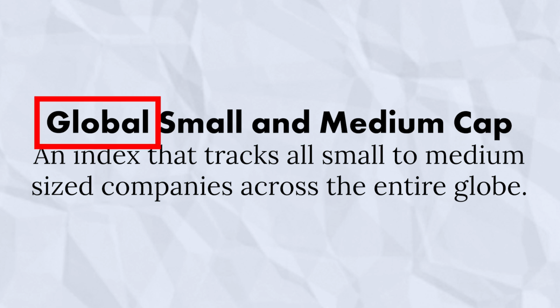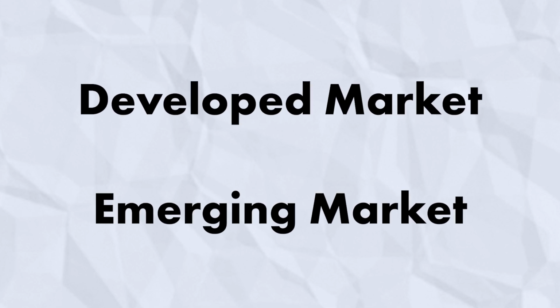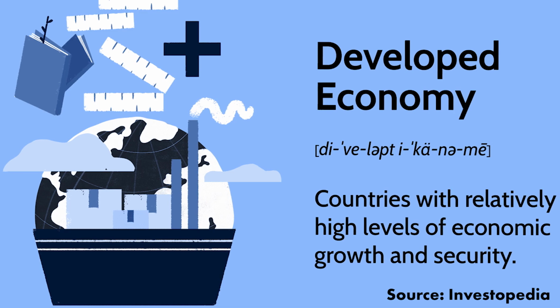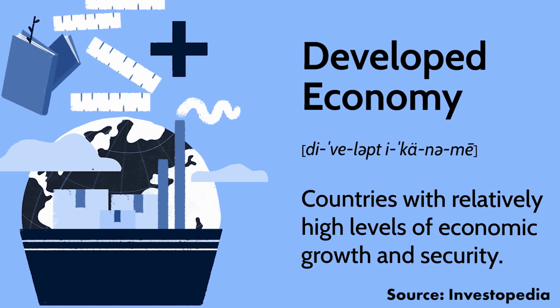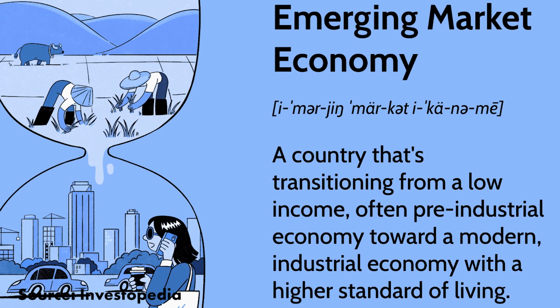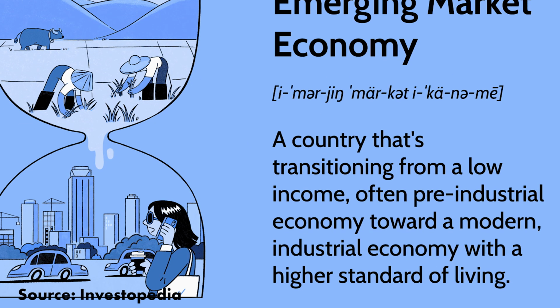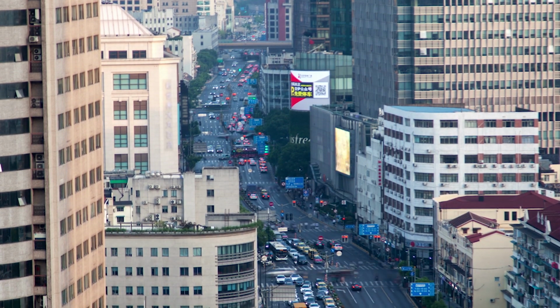Instead of global, you might see terms like developed or emerging markets, which is telling you where the businesses on the list are situated. If it's a developed market, it's somewhere like the US, UK, or basically anywhere that has a strong economy and high income. And if it's an emerging market, it could be somewhere like Brazil, Argentina, or even China. So places that show some signs of being a developed market, but not all.